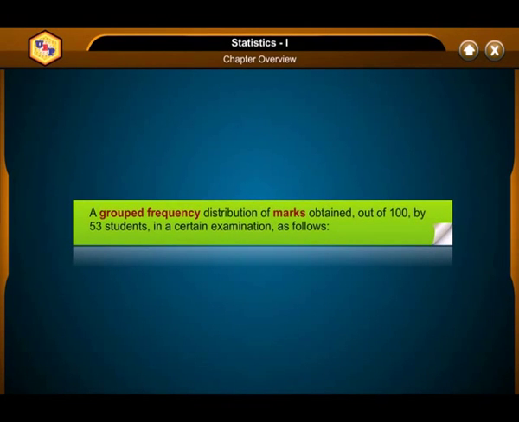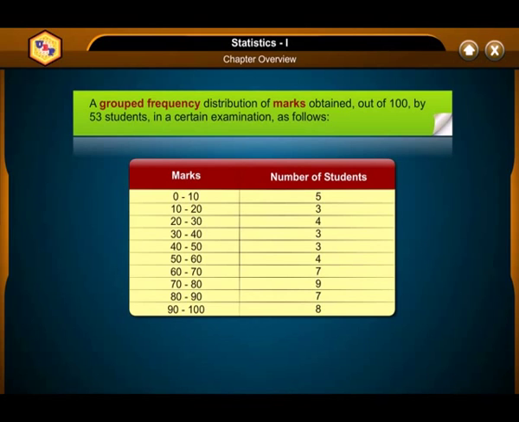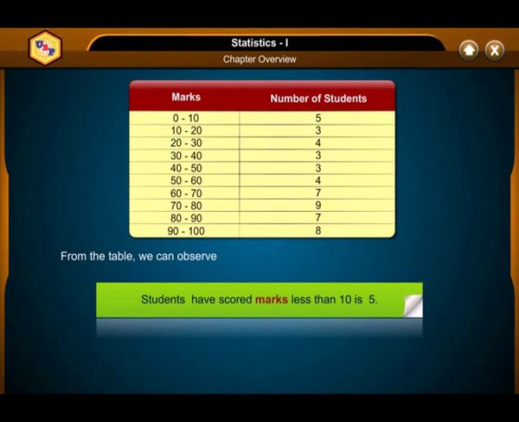A grouped frequency distribution of marks obtained out of 100 by 53 students in a certain examination is as follows. Marks, number of students: 0 to 10, 5; 10 to 20, 3; 20 to 30, 4; 30 to 40, 3; 40 to 50, 3; 50 to 60, 4; 60 to 70, 7; 70 to 80, 9; 80 to 90, 7; 90 to 100, 8. From the table, we can observe that the number of students who have scored marks less than 10 is 5.